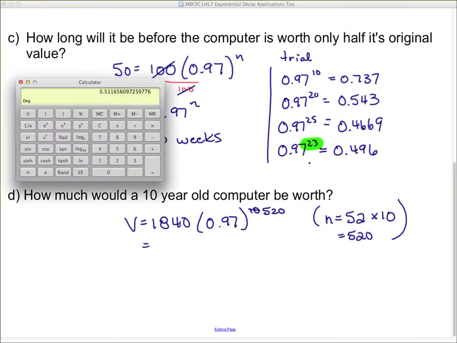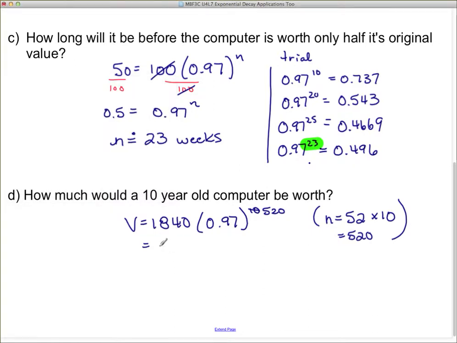Now let's pull up that calculator and see what it's worth. So 0.97 to the exponent 520 times 1840. And that's 0.0002. That is not even a penny.